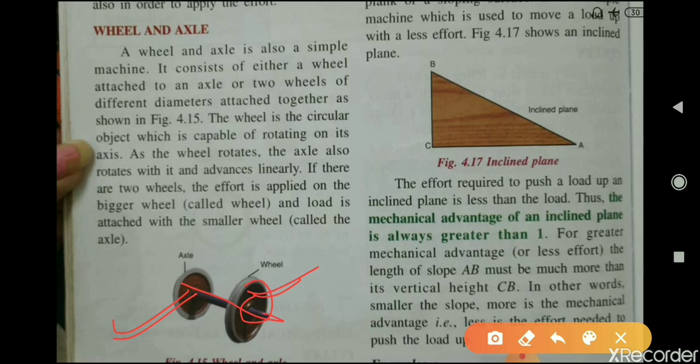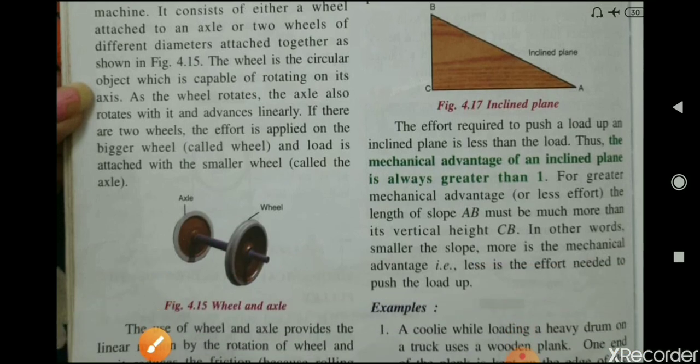This is an axis, suppose, and a wheel is a circular object which is capable of rotating on its own axis. As the wheel rotates, the axle also rotates with it and advances linearly. If there are two wheels, the effort is applied on the bigger wheel and the load is attached to the smaller wheel called the axle. So this is a wheel and axle.